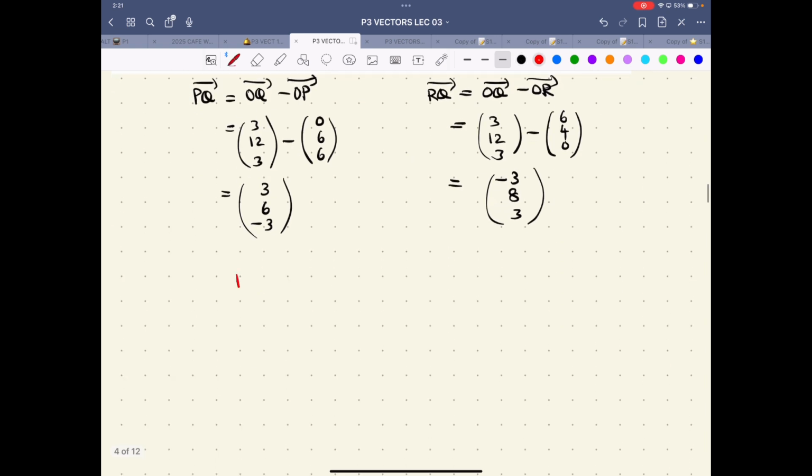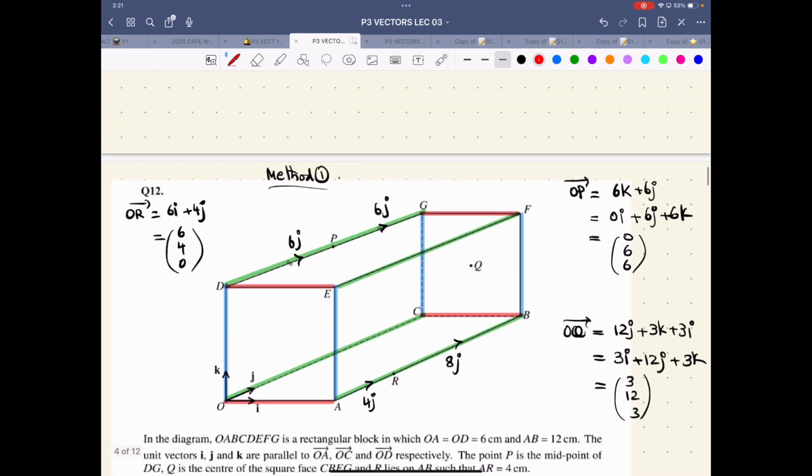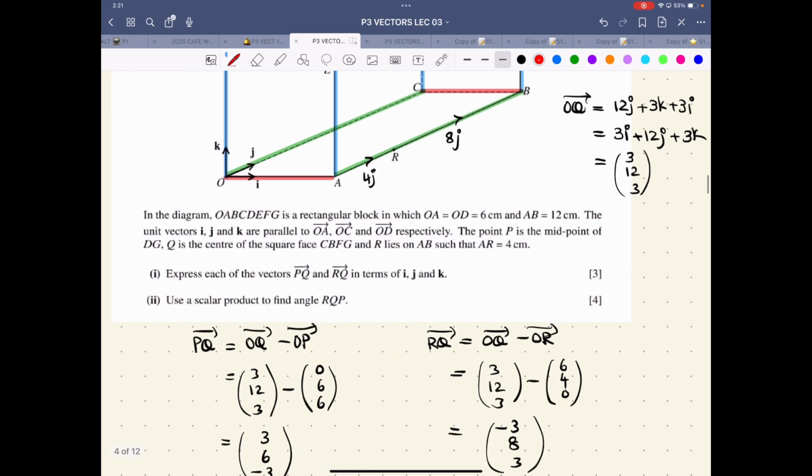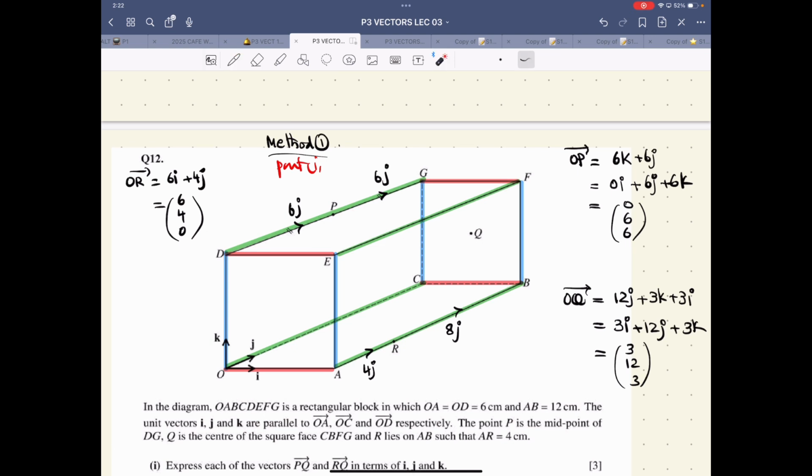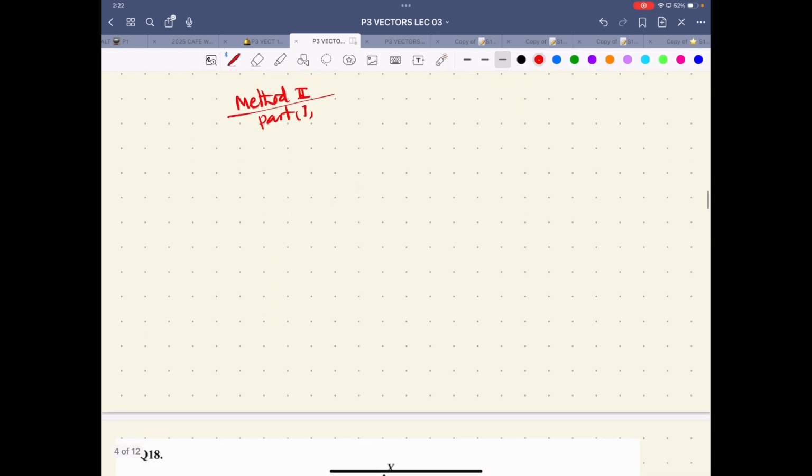Now let me focus on method 2 for the same first part. We are just doing the first part at the moment. This is method 1 for part 1. We can go directly and say that if we are interested in PQ, we start with P and just reach Q. So I can start with P, that is 6J. Go this way, that is 3I, go 3 units down. 6J, 3I, negative 3K, correct? So PQ, that is 6J plus 3I minus 3K. That is 3I plus 6J minus 3K.